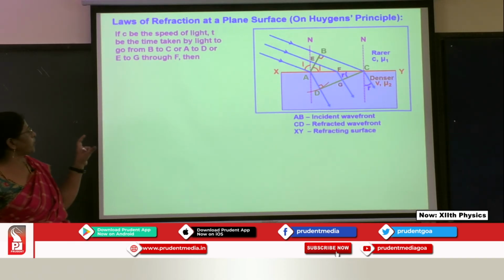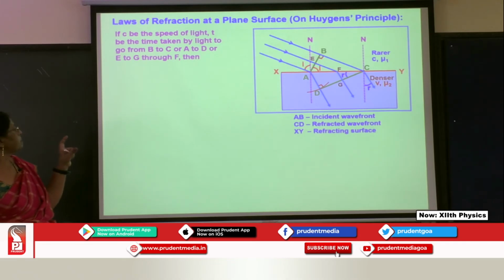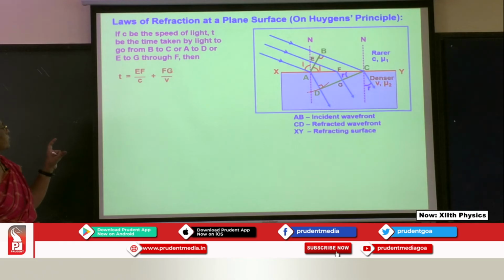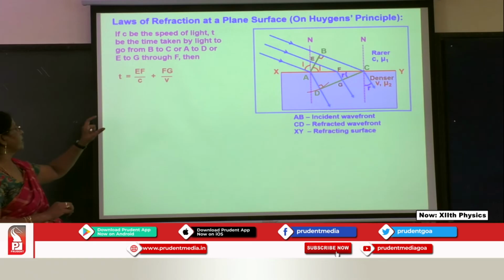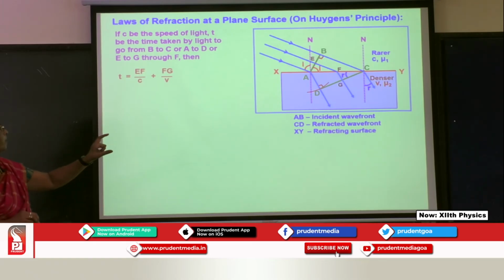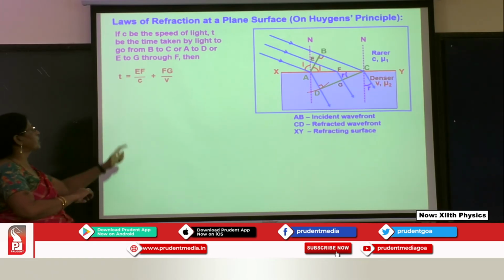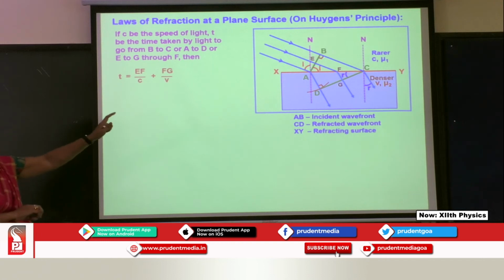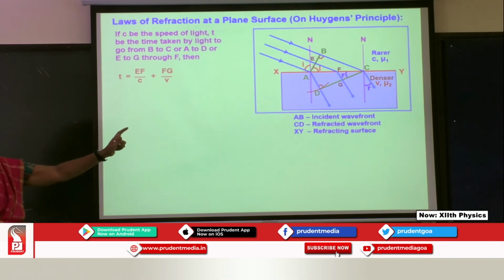Now C is the speed of light, and T is the time taken by light to go from B to A, B to C or A to D. Now listen here. The time taken T is the same time taken over E F plus F G. So what is the time taken? The distance is traveled during the same time, from E to F and F to G.